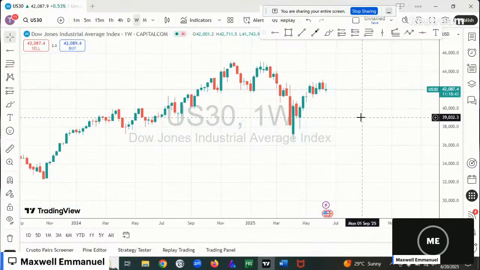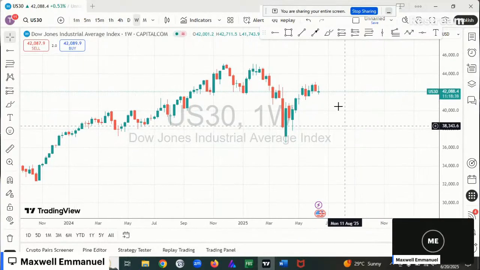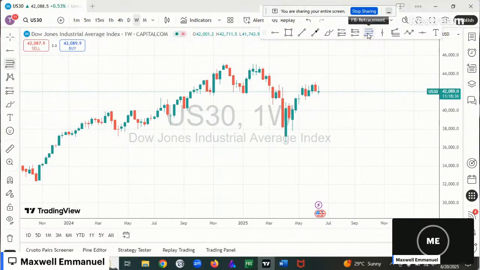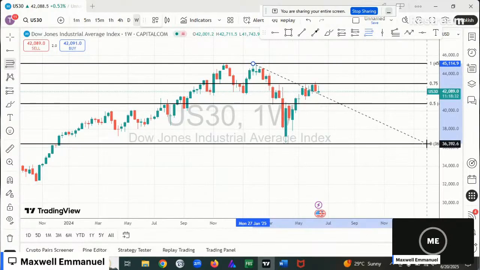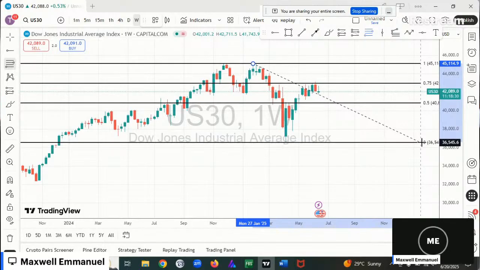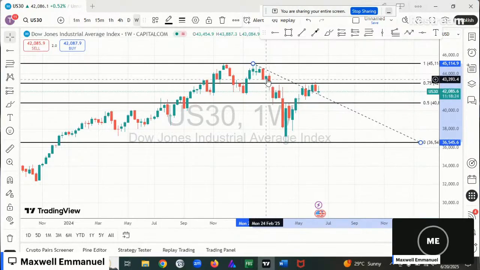What I see here is sell. First, if we apply Fibonacci from this swing high to this swing low, price is at premium. You can see that price is at premium, and also at the premium, you can see we are on the weekly time frame, and you can see we have this fair value gap.